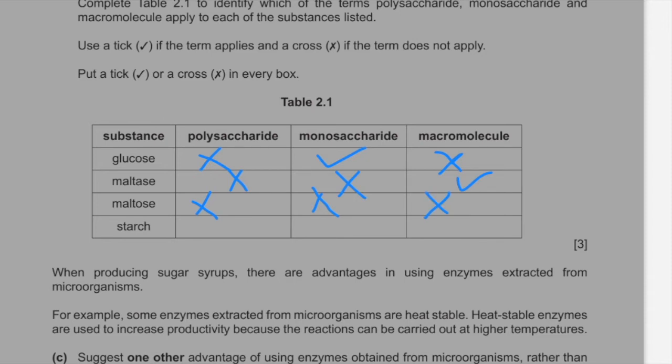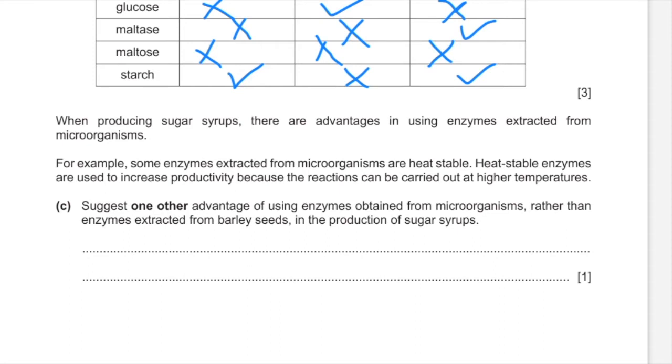Starch is a polysaccharide as it consists of many monosaccharides, but it is not a monosaccharide, and it is a macromolecule because it is a large biological molecule. When producing sugar syrups, there are advantages in using enzymes extracted from microorganisms. For example, some enzymes extracted from microorganisms are heat stable, so they would not be easily broken down by heat. Heat stable enzymes are used to increase productivity because the reactions can be carried out at higher temperatures. Increase in productivity is an advantage listed.